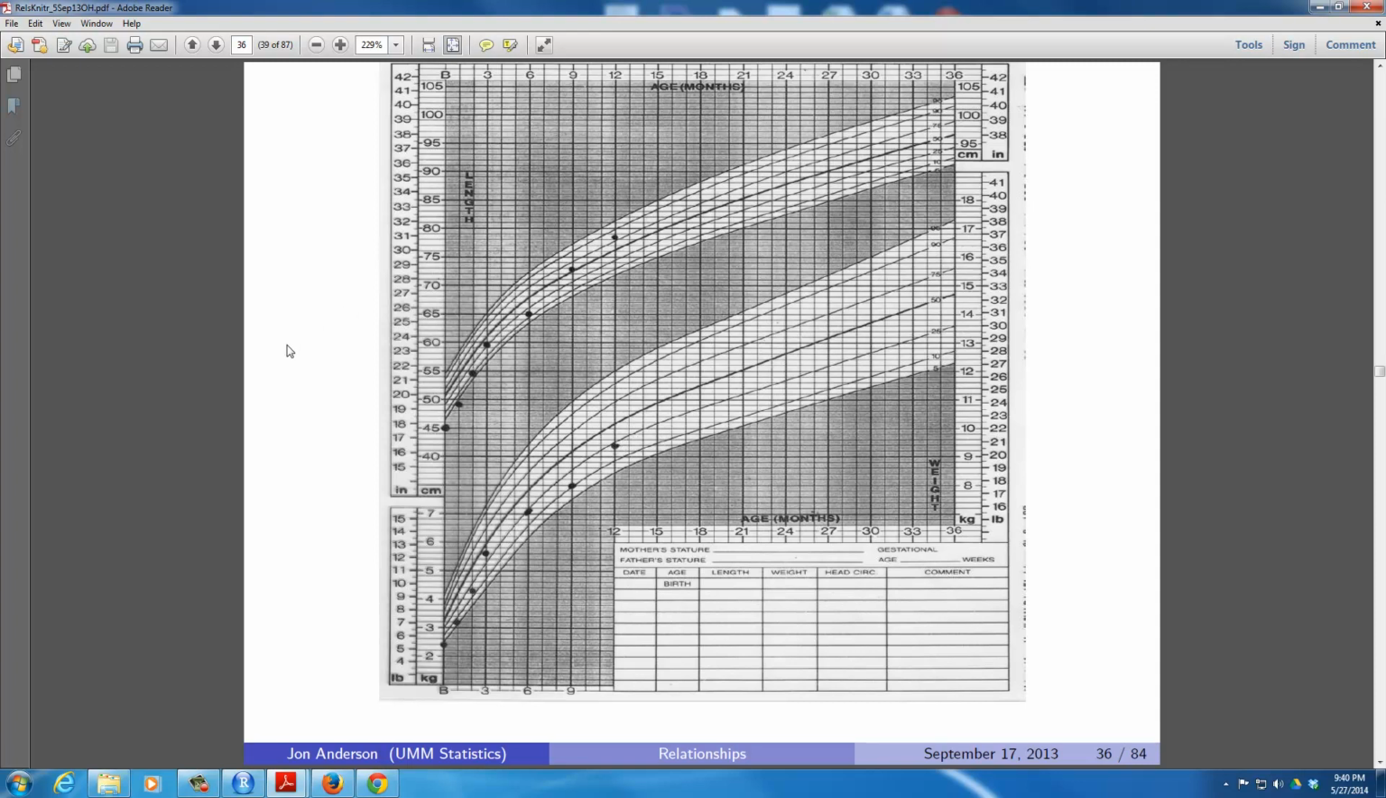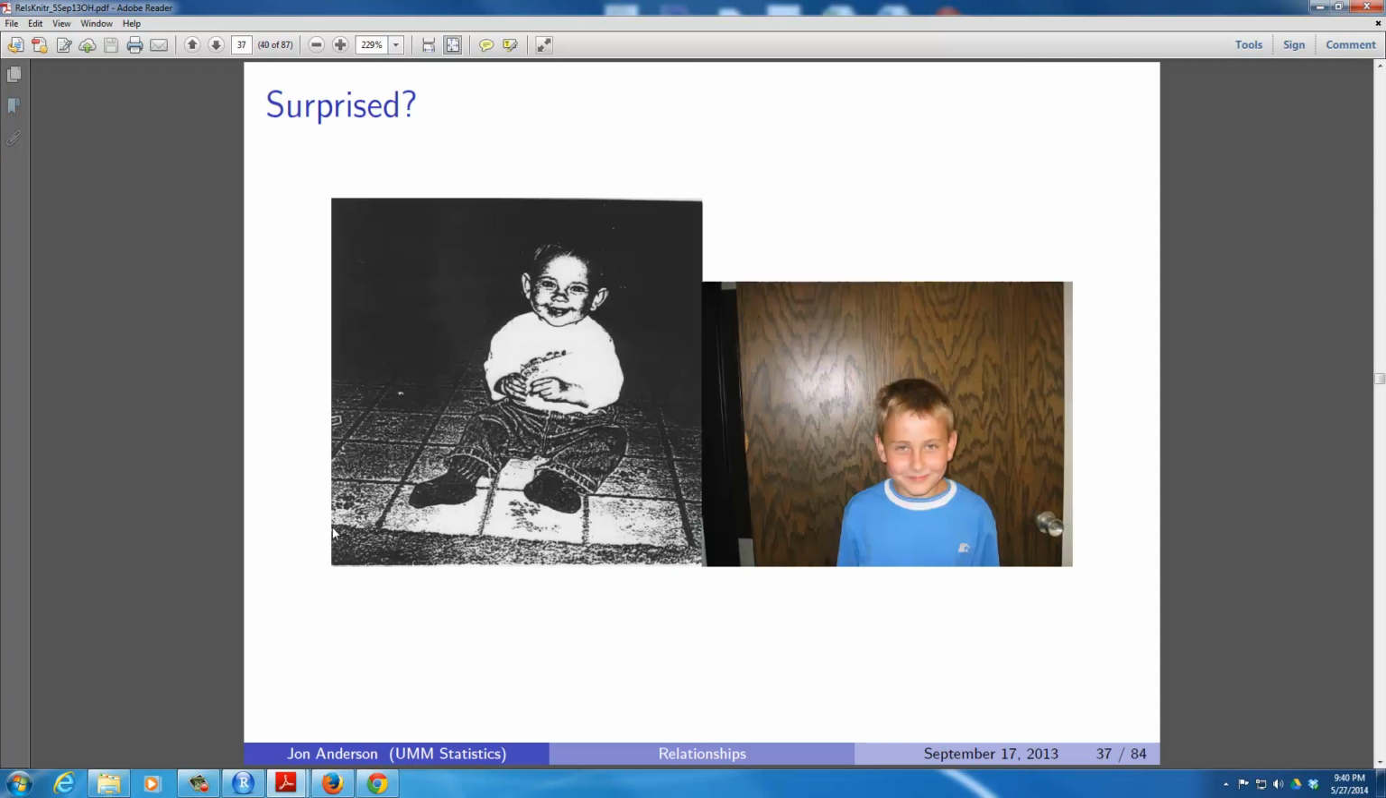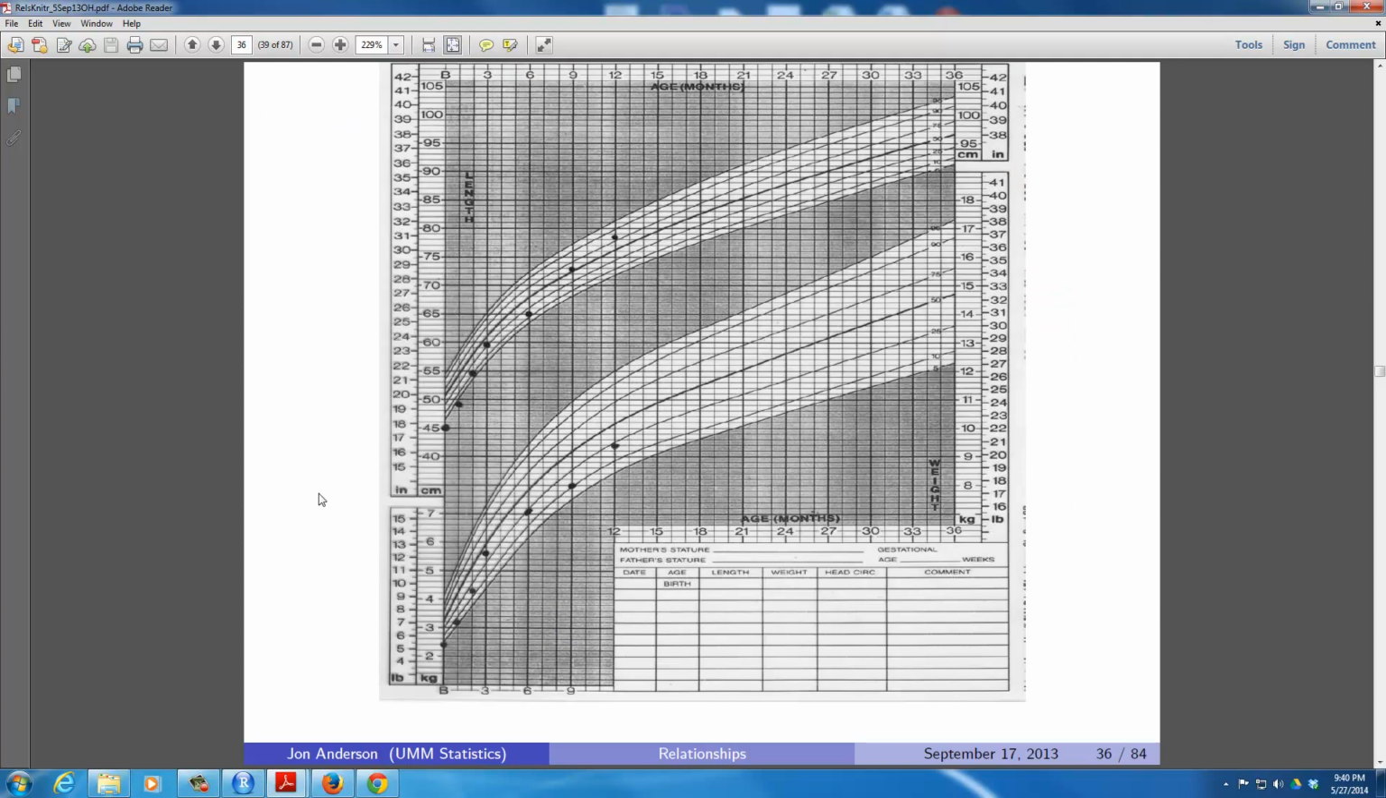So at about 1 year of age, this particular child is much longer than typical and is lighter than typical, long and thin. And if you have ever seen me, you will know that I am tall and thin, and this was the growth pattern for one of my offspring.